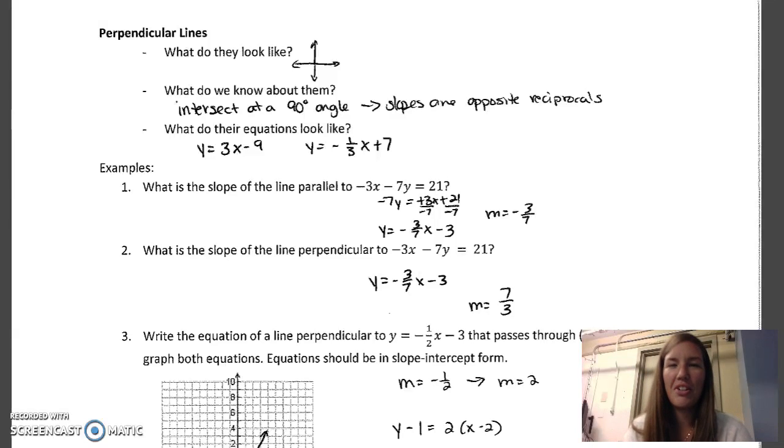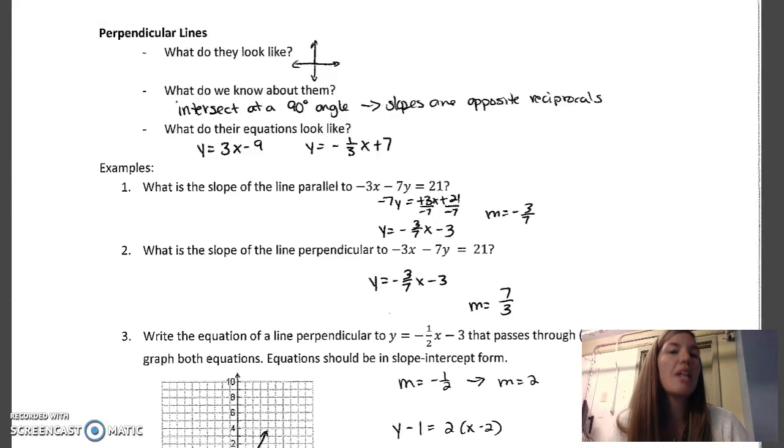Here's a trick question. I know you like those. If I give you the number 1, what is the opposite reciprocal of 1? -1. When you take 1 as a fraction, it's 1/1, so the reciprocal is still 1/1, so it doesn't change anything. And so 1 and -1 are opposite reciprocals.